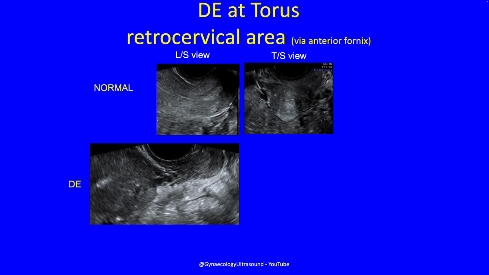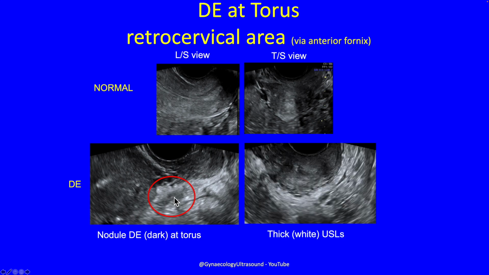If you look behind the uterus, you see this is called retrocervical fibrosis. You can see all this whiteness there, which we could not see when it was normal, and within that is a lump of deep endometriosis. If you go to the transverse, you can see that those uterosacral ligaments that were almost impossible to see have become thick white lines, and they often have deep endometriosis nodules within them. So this is called retrocervical fibrosis with deep endometriosis at the torus and into the uterosacral ligaments.